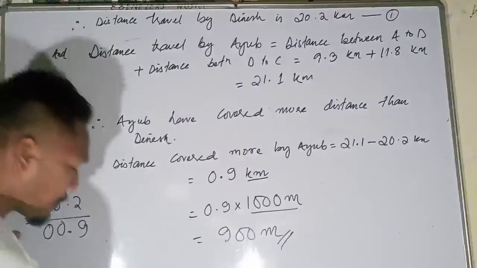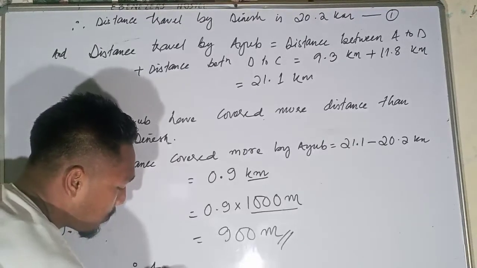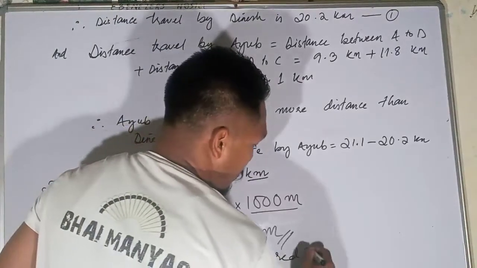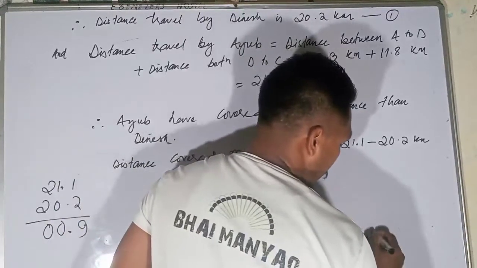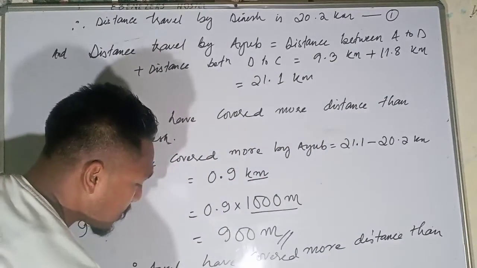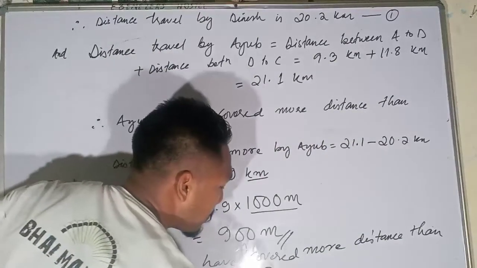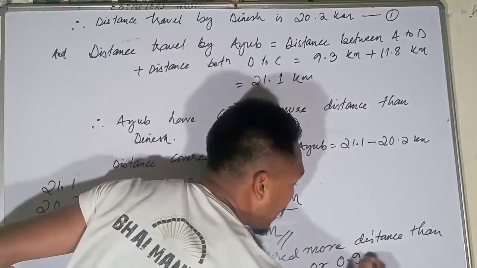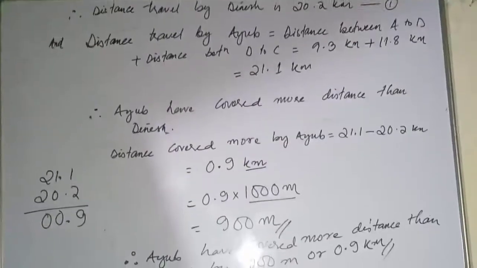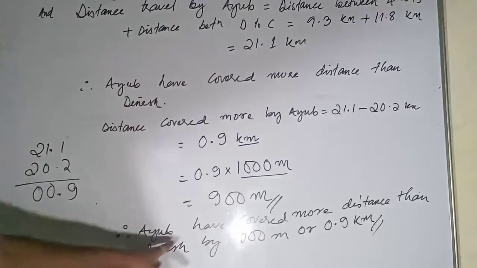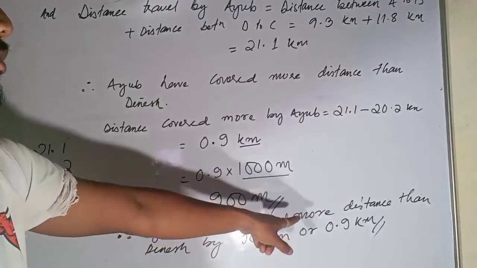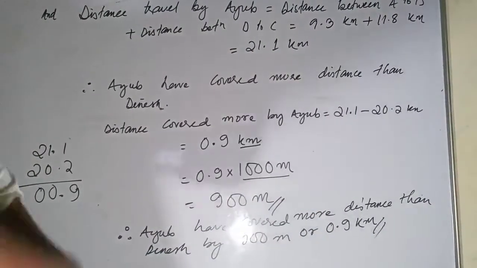Therefore, we can rewrite this: Ayub has covered more distance than Dinesh by 900 meters, or you can write 0.9 kilometers. Both are correct. So Ayub has covered more distance than Dinesh by 900 meters or 0.9 kilometers. Okay, so that's all for this question.